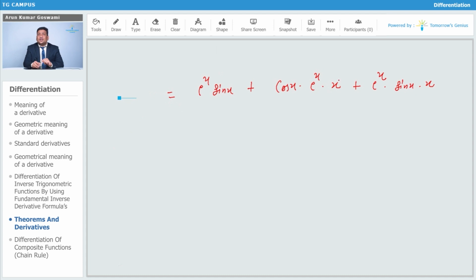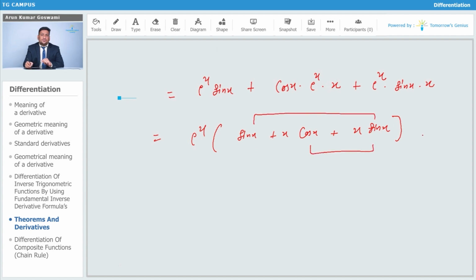You can write it in a combined manner or you can simplify. As you can see, e to the power x is common in all, so you can take e to the power x common out. You can write sine x plus x cos x plus x sine x. If you want, you can simplify further. You can take x common, or combine any 2 terms, take common terms out and solve further. But it is not required. Whatever you do, that is the final answer.